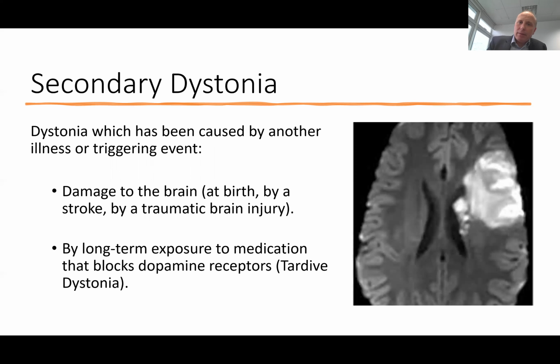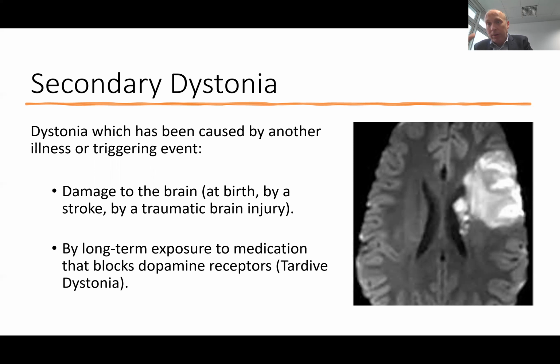So that's isolated dystonia. Now I'm going to talk about secondary dystonia. That's a situation where dystonia has been caused by another illness or another triggering event. A common cause would be damage to the brain. For example, some people have damage around the time of birth, typically from loss of oxygen to the brain during delivery, which can result in dystonia and often other problems too. Sometimes when people have a stroke in a particular part of the brain, they can develop dystonia. Sometimes if people have a traumatic brain injury, for example in a car accident, that can cause dystonia.